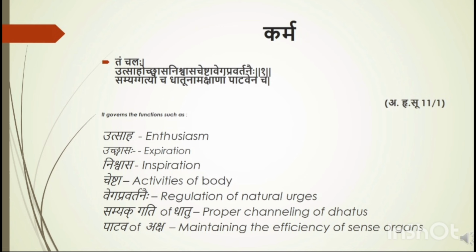It is a very easy 2-line shloka, you can learn it by heart, and the functions include utsaha, uchvasa, nishvasa, cheshta, vega pravartana, samyak gati of dhatus, padava of aksha. When you understand the meaning of the shloka, it will be easy for you to learn the shlokas by heart. I hope it's clear.